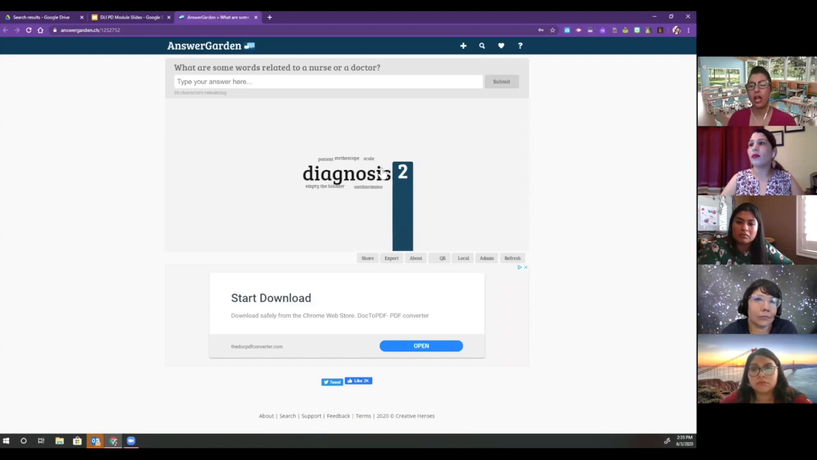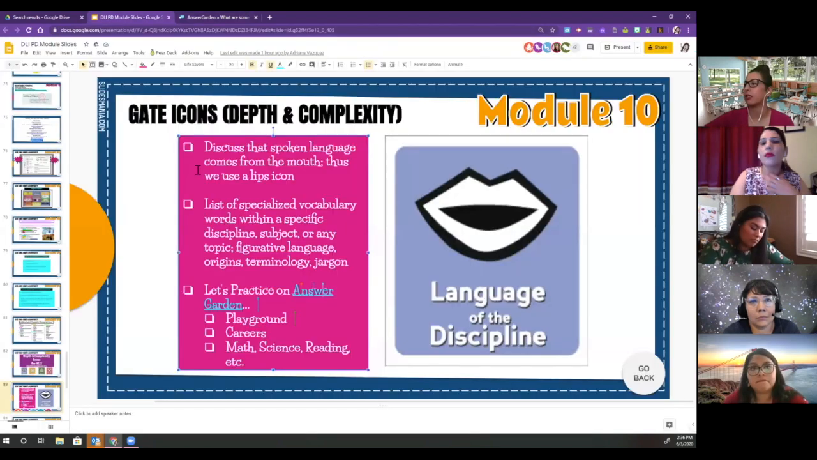So there are a lot of words the kids could have used here related to a nurse or doctor. Like I mentioned, they're caring, they're nurturing, they help you, they save lives. But we're trying to think of the words that they don't usually use, okay? The discipline specific words. That's where you're trying to get them to go, using the language of the discipline.